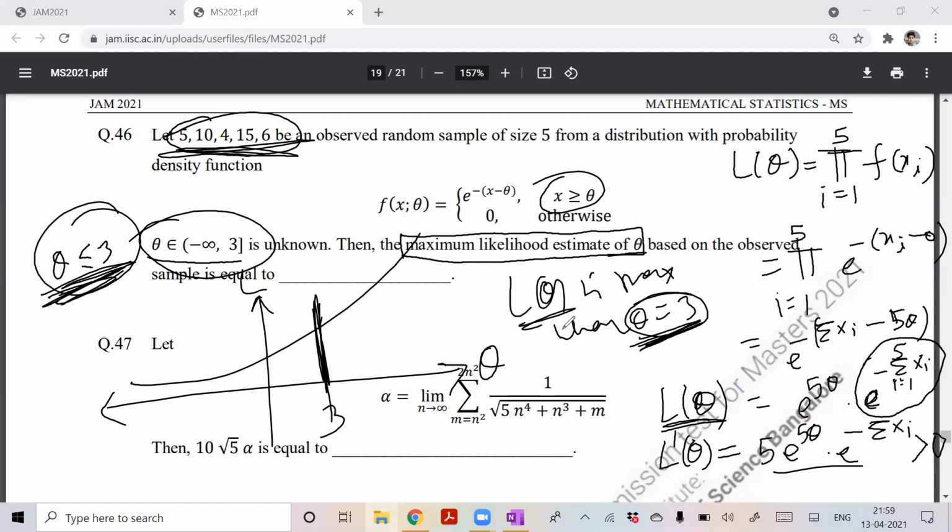So maximum likelihood estimate means the value of theta at which your likelihood function is maximum. So here theta will be 3 when the likelihood function is maximum. So the answer is 3 for question number 46.